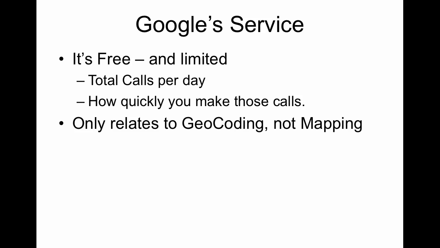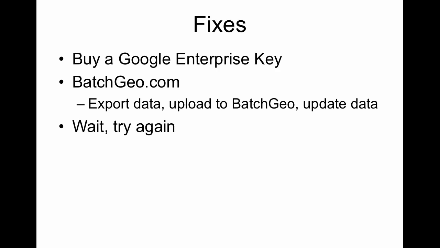So if I have 100 addresses or 100 accounts, and 50 of those accounts have already been mapped, and let's say now I hit the Google exhausted message, I can still see all 50 of those on a map for the rest of the day, for the rest of the week. This only pertains to locating new records, okay? So there are a few fixes here, a few workarounds.